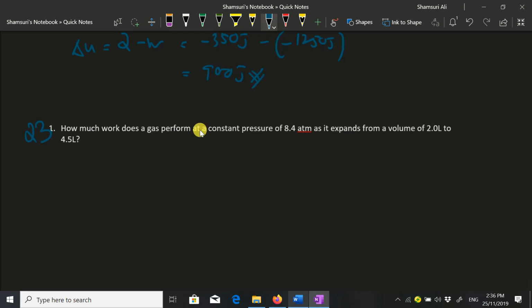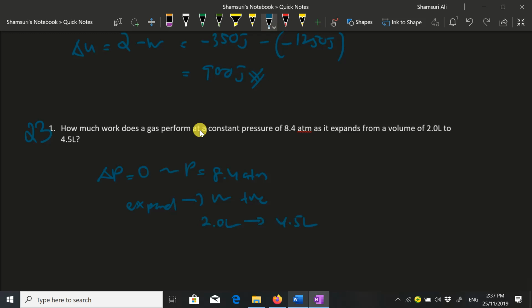So how much work would a gas perform at a constant pressure, so delta P is equal to 0? The pressure becomes P is equal to 8.44 atm, and as it expands from volume, the volume expands, so work done is positive. So it expands from 2 liter to 4.5 liter.